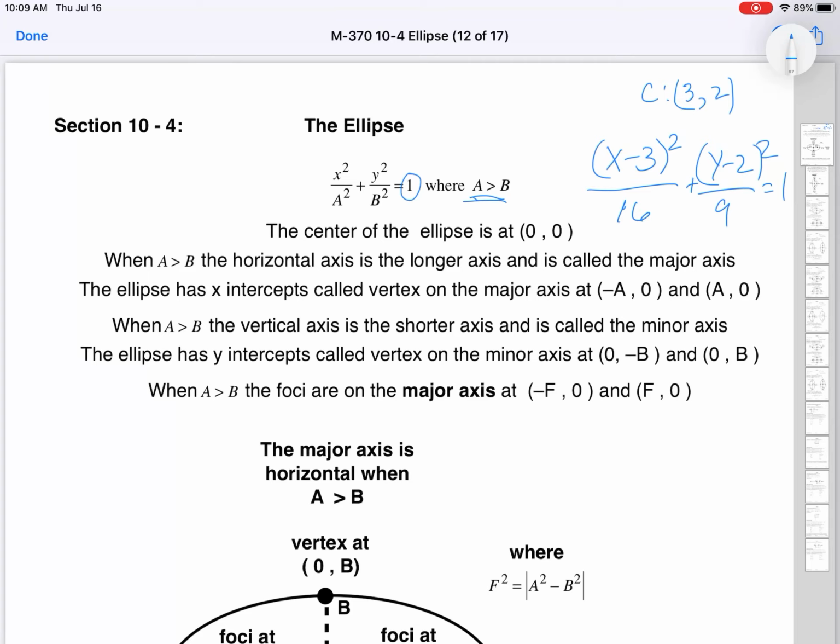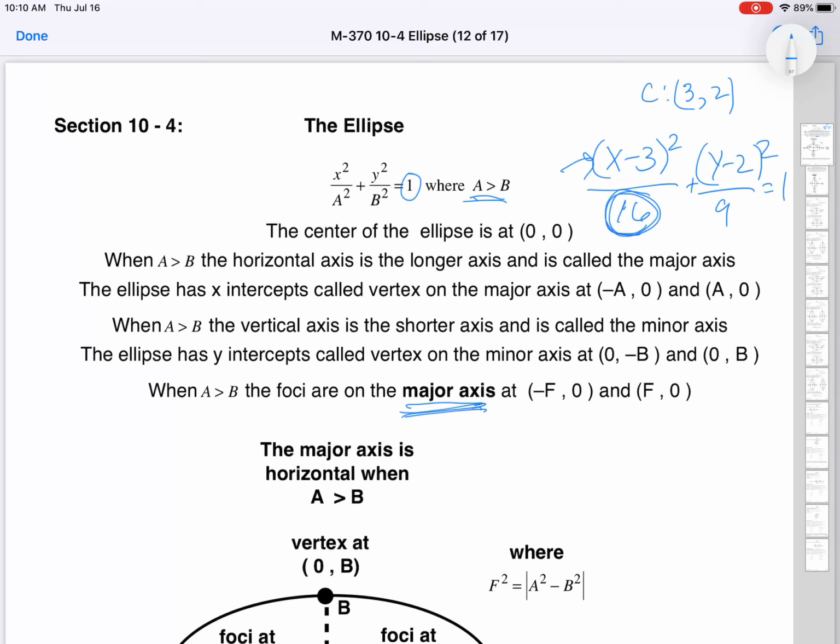And so the ellipse has x-intercepts called the vertices, because there's 2 of them, on the major axis at negative a, 0 and a, 0. When a is greater than b, the vertical axis is the shorter axis, which is called the minor axis. And the y has intercepts called vertices on the minor axis at 0, negative b and 0, b. And then the foci are always along the major axis. So whichever variable has the bigger number underneath, that's where the foci are, along that major axis.